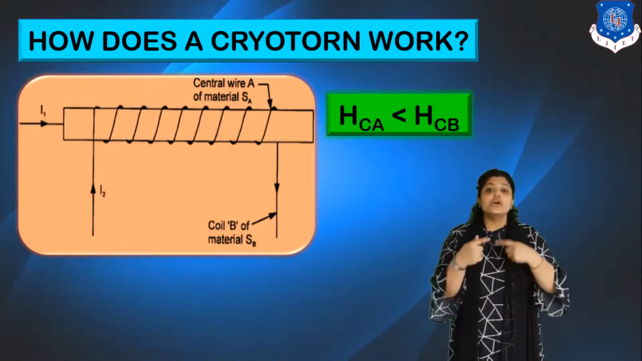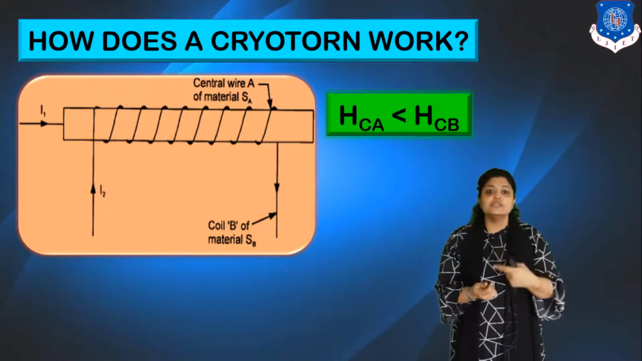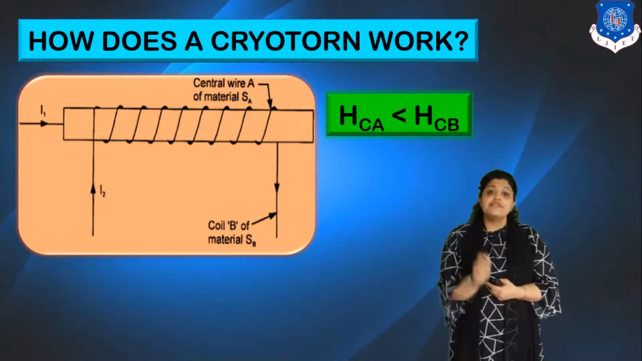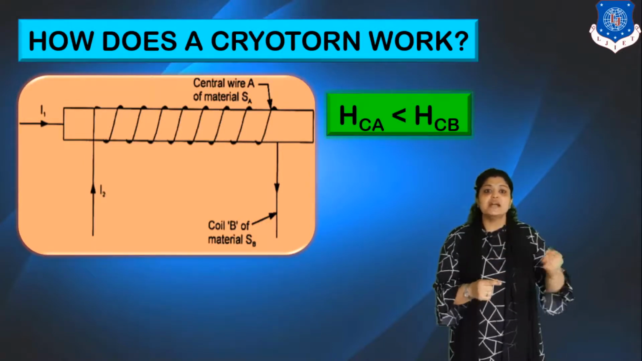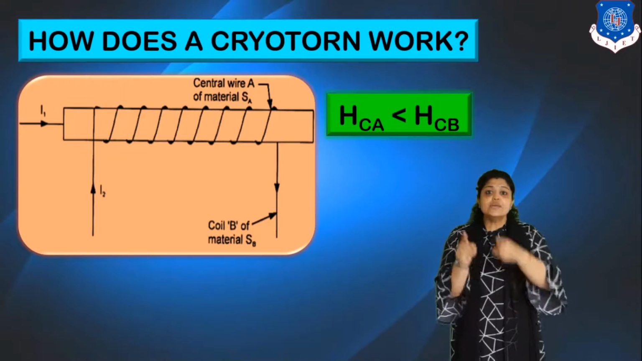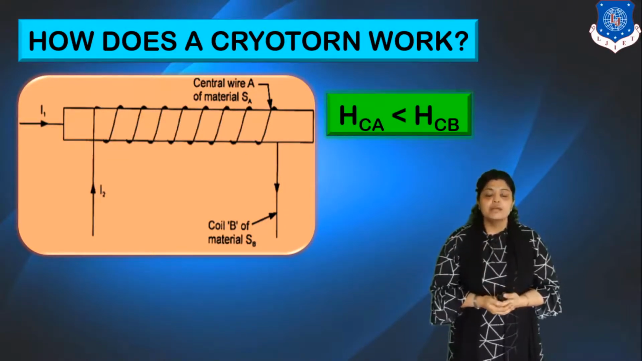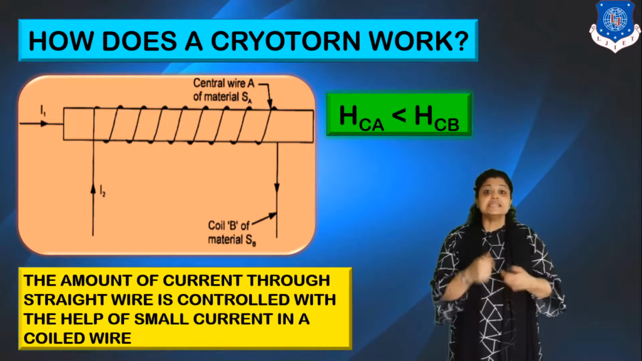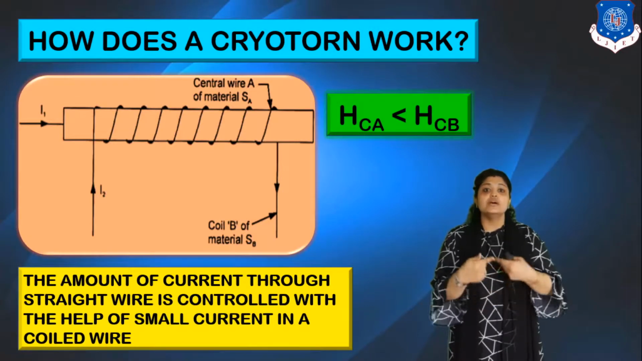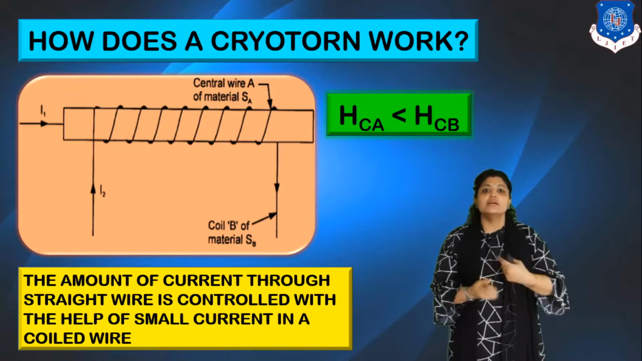Now just imagine a condition. If the current through your winding has increased suddenly, what happens? The magnetic field is also going to increase suddenly. If in that case the magnetic field at the core exceeds HCA, what happens? Its superconductivity is lost. So immediately you can see that the current which was flowing through the core has now reduced. So the amount of current through the core is controlled by the current through the winding. So your winding acts as the control which is controlling the core.